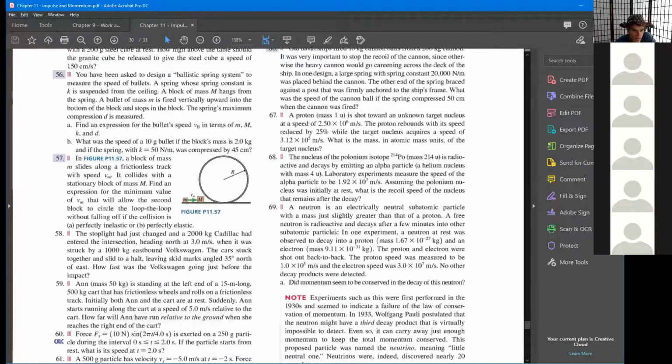It collides with a stationary block. Find an expression for the minimum value that will allow the second block to circle the loop-the-loop without falling off. Oh yeah, this is a great problem. This would have been a great problem for the final celebration had we been doing this live. So the situation is you've got a loop-the-loop, and one object is colliding with the second object, and you want to know how fast it needs to be moving so that this thing just does a complete loop-the-loop.